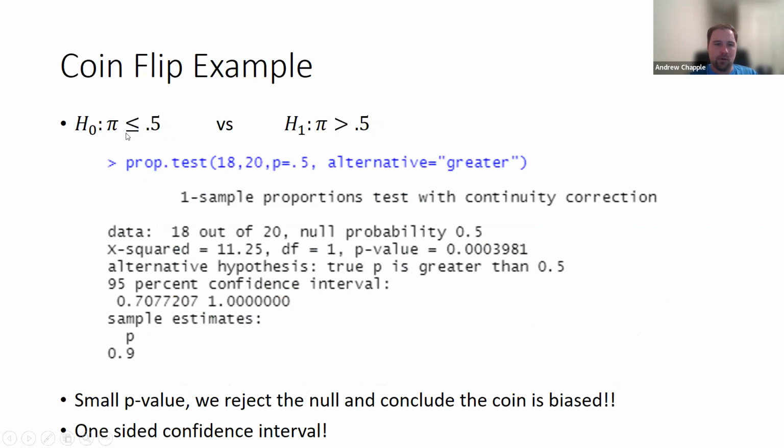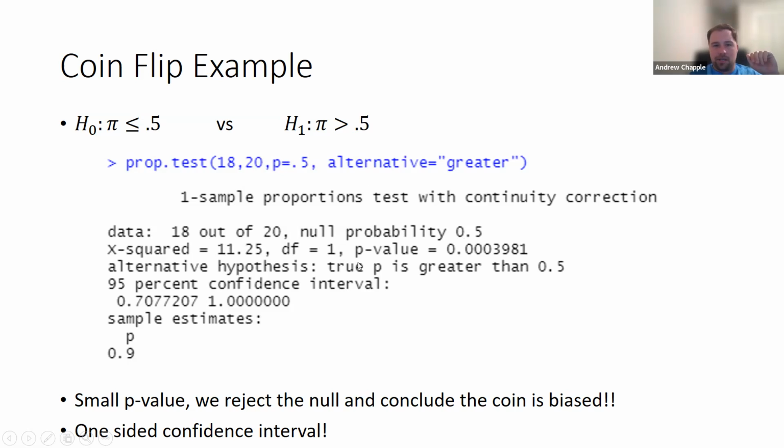So here's an example. I'm going to do the same thing, right? I'm going to test whether pi is less than 0.5 versus pi is bigger than 0.5. So I'm going to plug in 18 here because I had 18 successes, 18 heads out of 20 trials, p equals 0.5, and my alternative is greater. So all that's one line of code, and that does it. So here we go. I've got 18 out of 20. My null probability is 0.5.